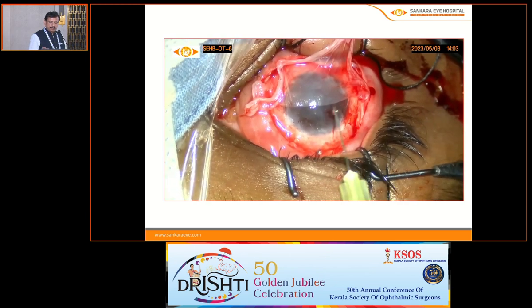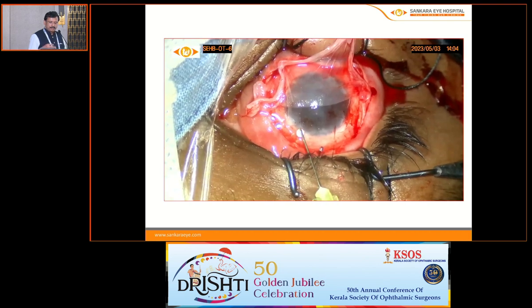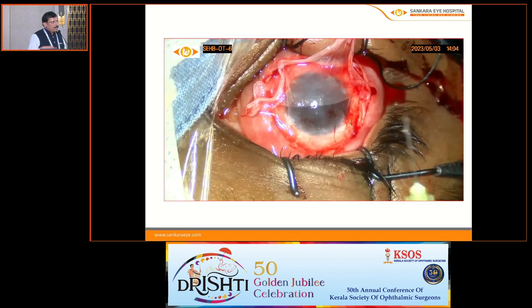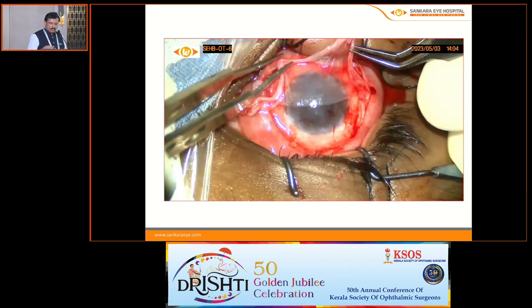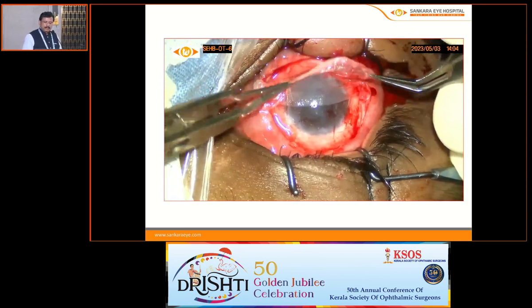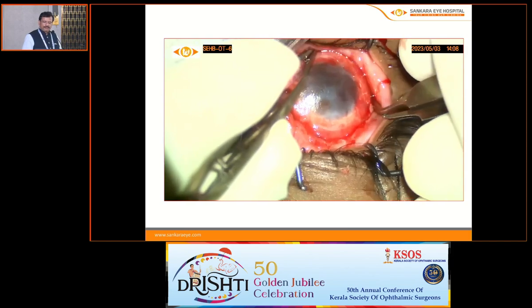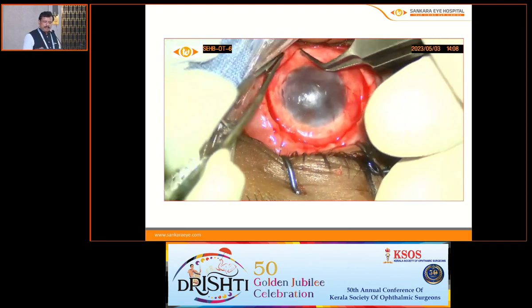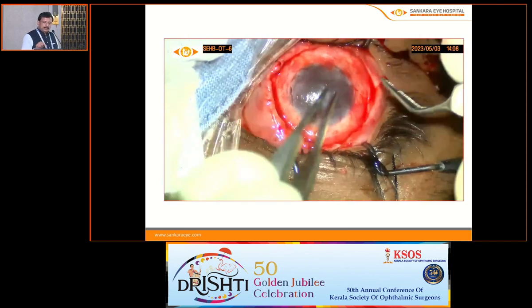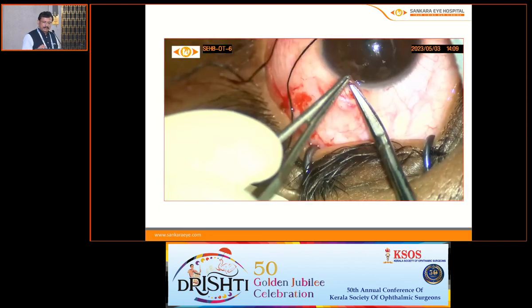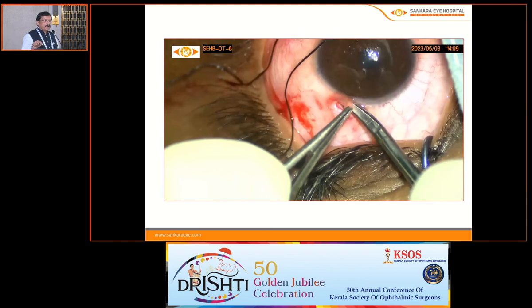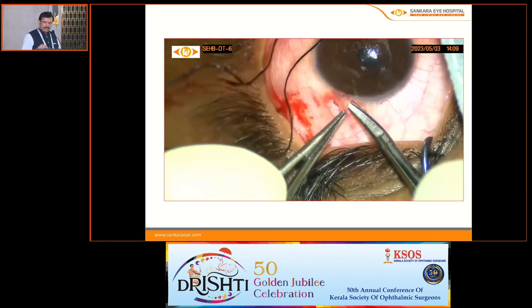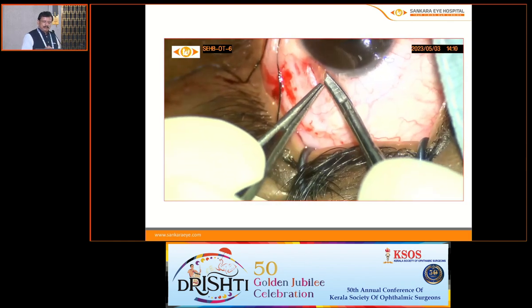I do this sequentially. First, I put one component of the fibrin glue, and later I put the other component. That gives us more control over the application of the glue. And this amniotic membrane should be tucked in below the conjunctival dissection. That is very important because the conjunctiva might otherwise migrate below it.